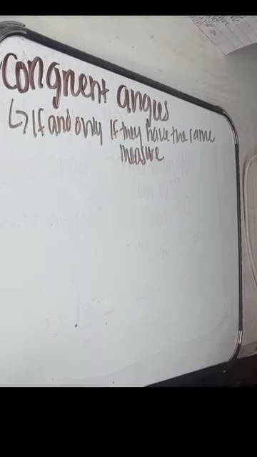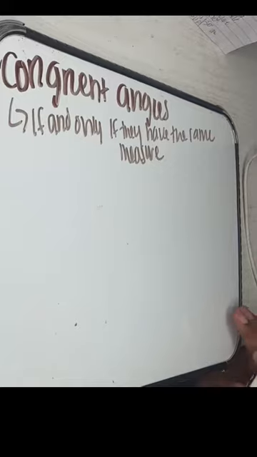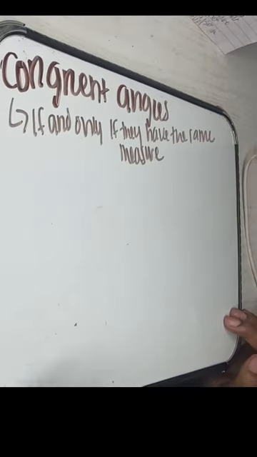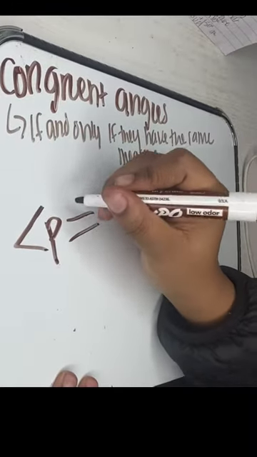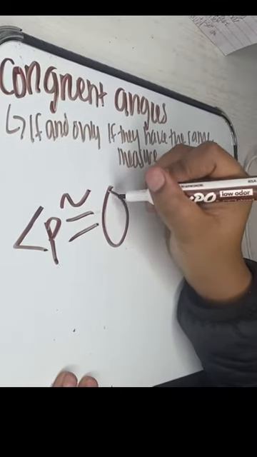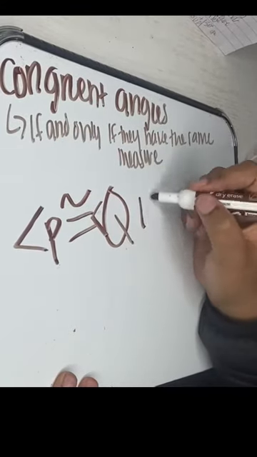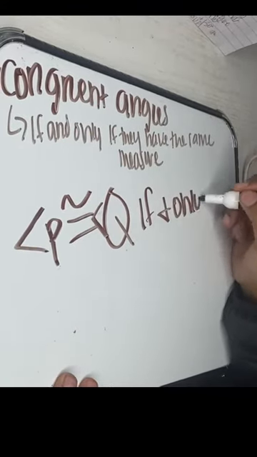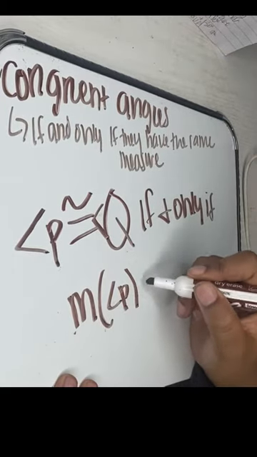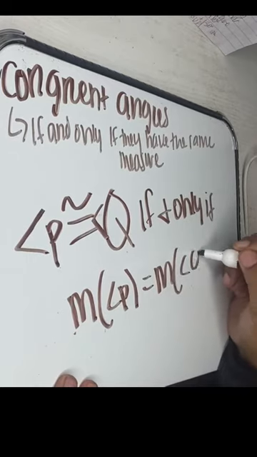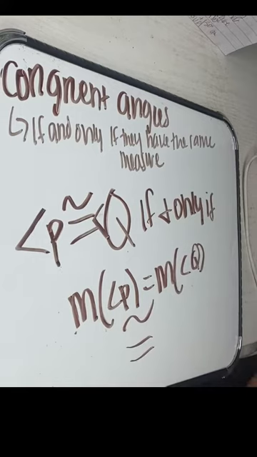Okay, so with congruent angles, two angles are congruent if and only if they have the same measure. So to break it down, let's say angle P is congruent to angle Q, and that is if and only if the measure of angle P is equal to the measure of angle Q. And that is how you have two congruent angles.